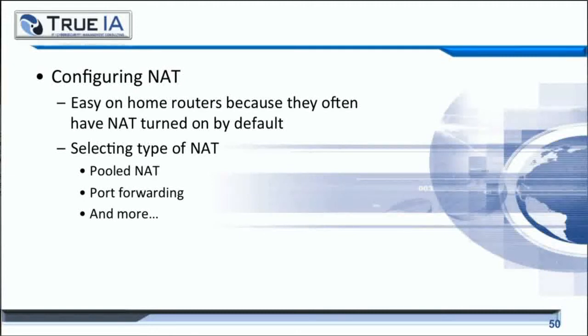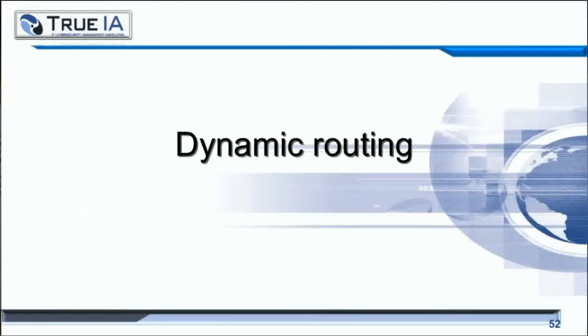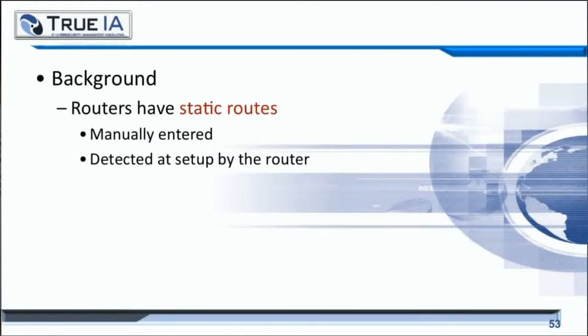To configure NAT, it's pretty easy on home routers because they often have NAT turned on by default. Usually, you'll just start by selecting the type of NAT that you want, whether it's pooled NAT or port forwarding or any other combination. Next, we'll talk about routing, more specifically, dynamic routing.